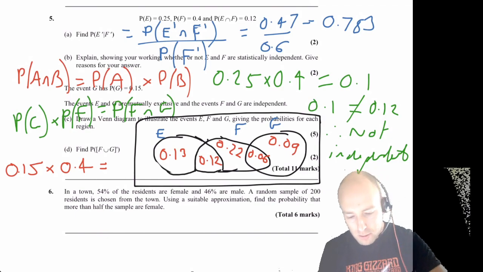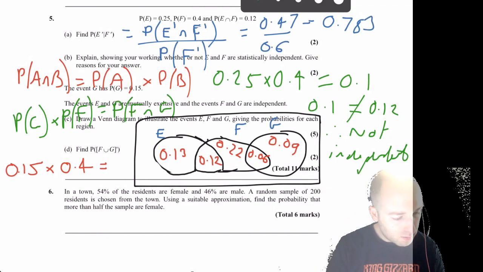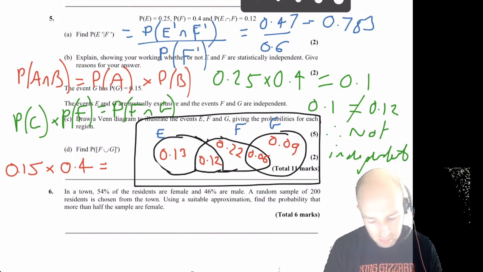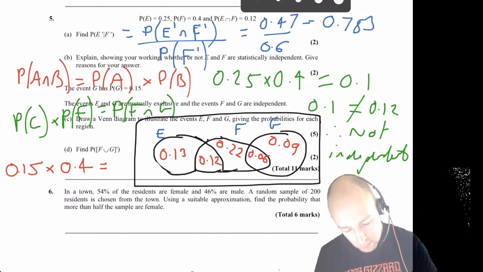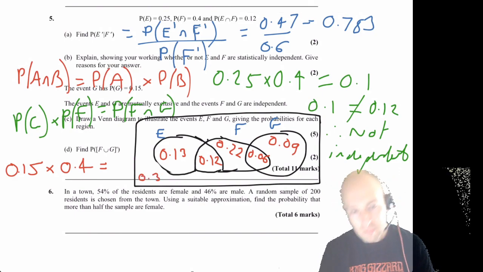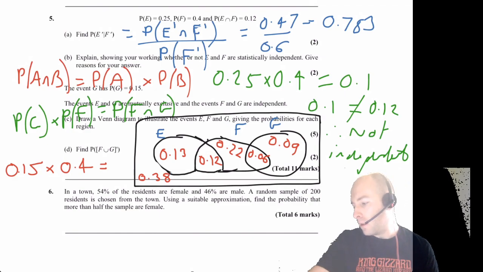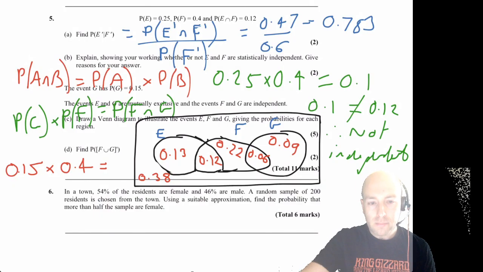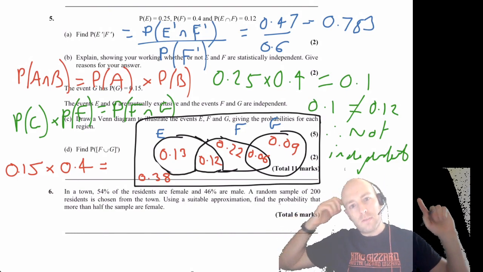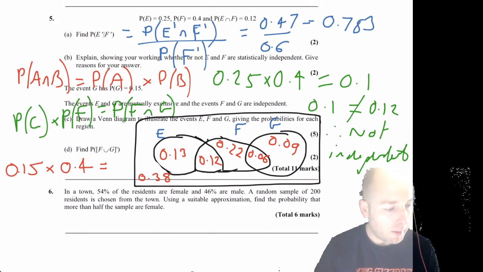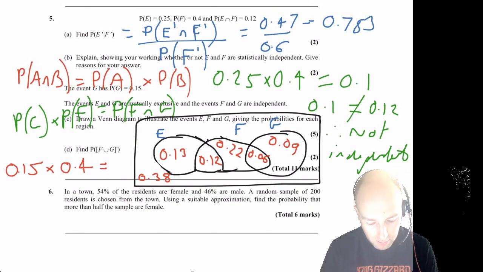And fill in the outside region, which this time will be 0.38 on the outside. Cool, so that should be your correct and finished Venn diagram. The reason there's no overlap between E and G is because E and G are mutually exclusive, so there's no chance of both of them happening. So we draw them kind of separated on the Venn diagram.